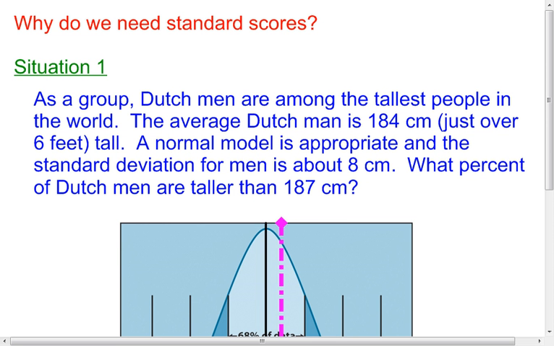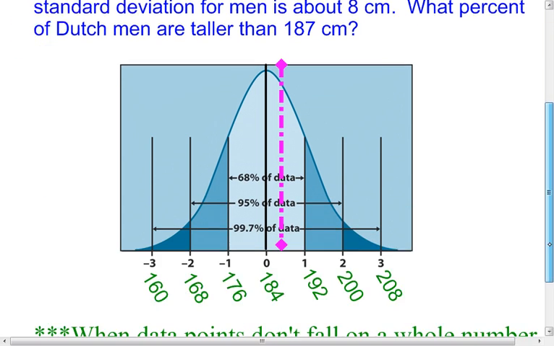Okay, first of all, and this is not on your notes, but I just want to talk about why we even need standard scores. So here's a situation where you would need a standard score. We looked at this yesterday. Yesterday we talked about Dutch men being exceptionally tall people in the world and how their average height is 184 centimeters. They have a standard deviation of 8 centimeters. So if I asked you this question, what percent of Dutch men are taller than 187 centimeters?